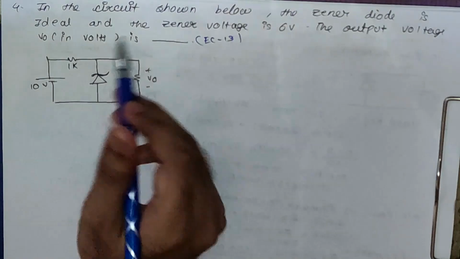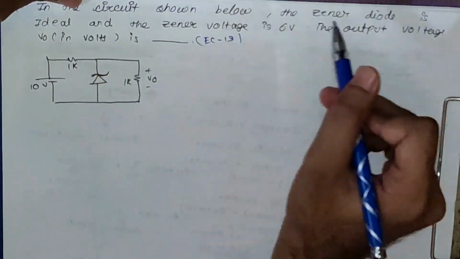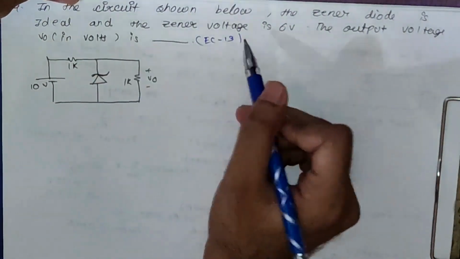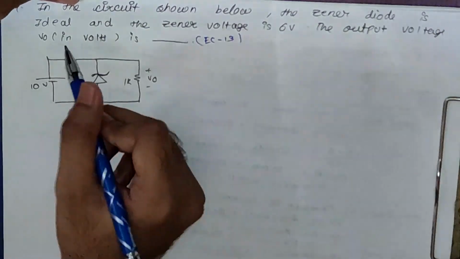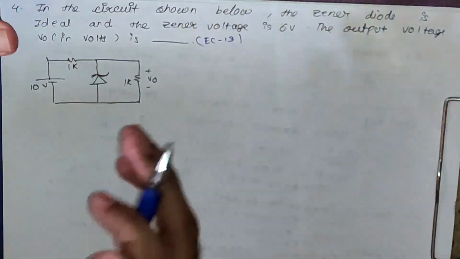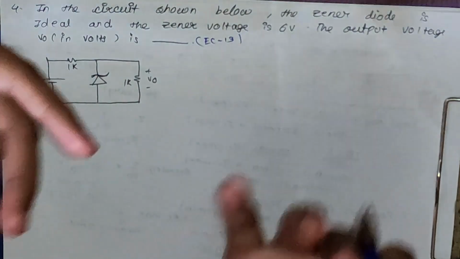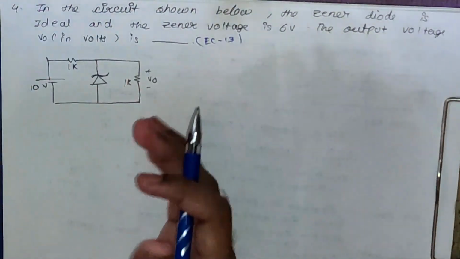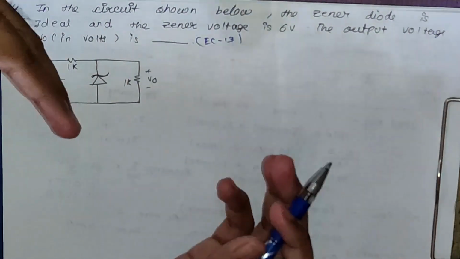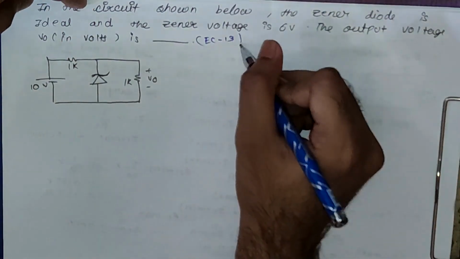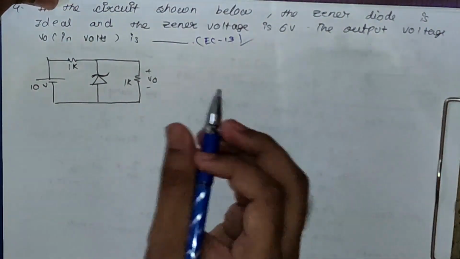Now let's take a tricky question. In the circuit shown below, the Zener diode is ideal and the Zener voltage is 6 volt. The output voltage VO in volts is. Until now we found the R value, the current value, and the minimum power value, but here the question is to find the output voltage. Let me tell you, this is a question from EC 2013.